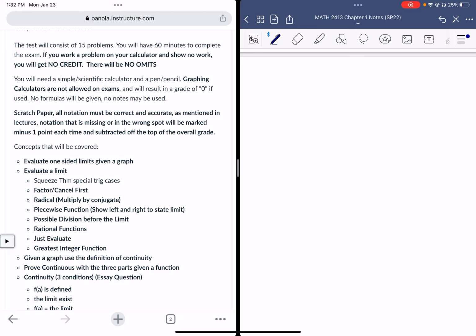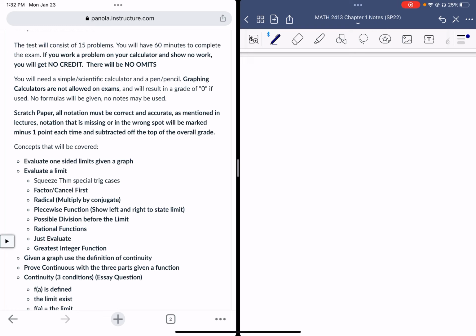There will be no omits on the exam. You will have 60 minutes, and in the last 5 minutes, your timer will turn red to let you know that you're about to run out of time. It will time out after that. If you work a problem on your calculator or show no work and just place an answer, there will be no full credit given for it. A lot of what you'll do in this course is not just a matter of getting the answer to be 4, but a matter of proving and showing the facts that go with it.